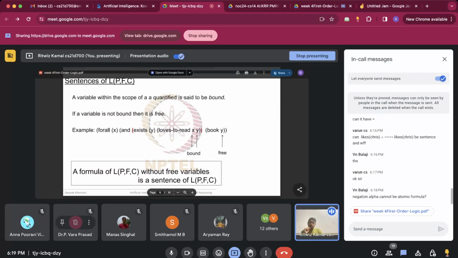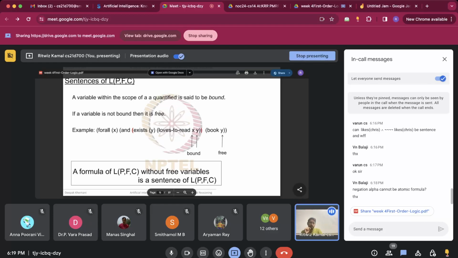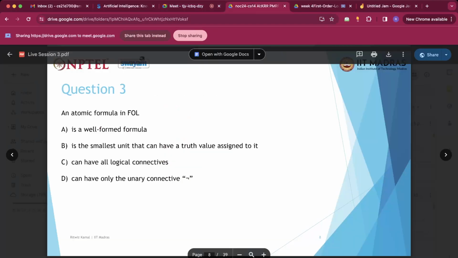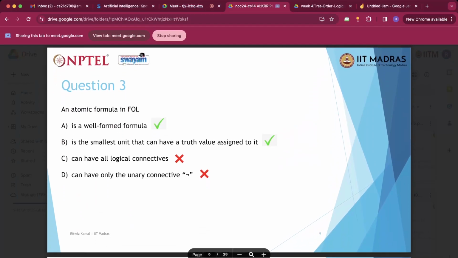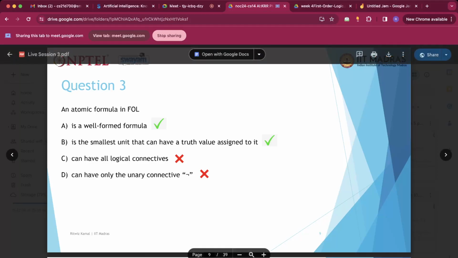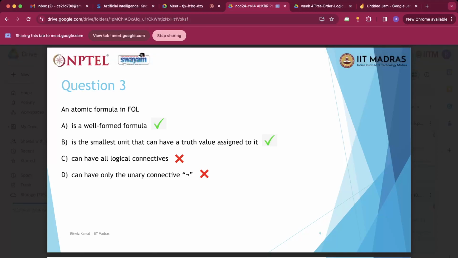No, Balaji, a negation cannot be in an atomic formula. Anything with a negation in it cannot be an atomic formula, right? We just discussed that an atomic formula cannot have any connectives within it. I hope that will help you, Varun, with your doubt. Now let's get back to the question we had at hand. The correct options are A and B: an atomic formula is a well-formed formula and is the smallest unit that can have a truth value assigned to it, and it cannot have all logical connectives. An atomic formula having only the unary connective is also incorrect, right? It cannot have any connectives.